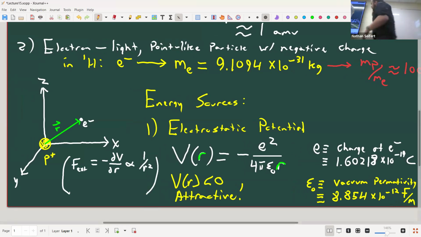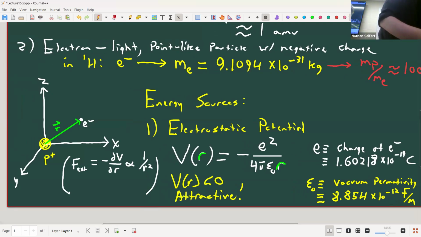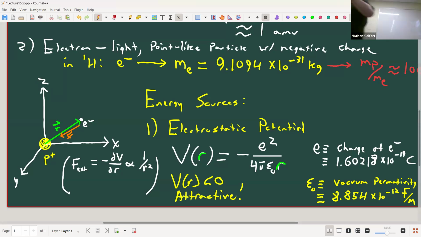Right? So that means that there's always this pulling force acting on the electron, trying to pull it towards the proton. And it's a function of R squared. So there's always this net force pulling on the electron towards the proton. Pulling it towards. Now here's the problem.